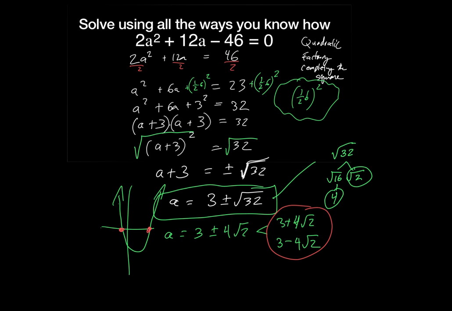So 2a squared plus 12a minus 46. Was it minus 46? Right there. Is a quadratic way easier? 2a squared plus 12a minus 46 equals 0.